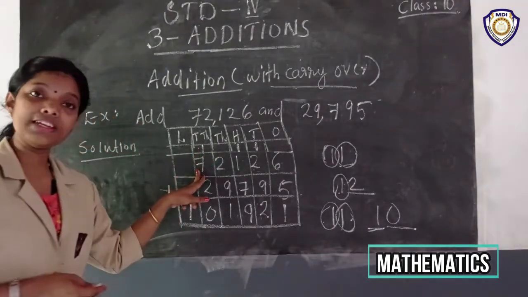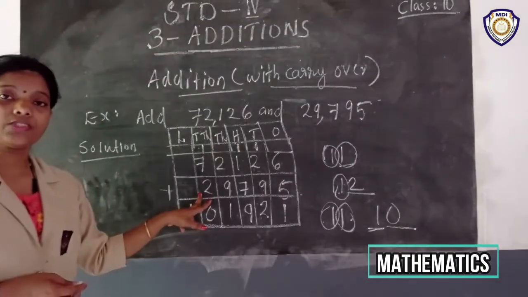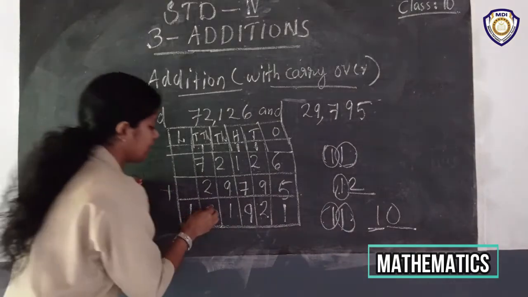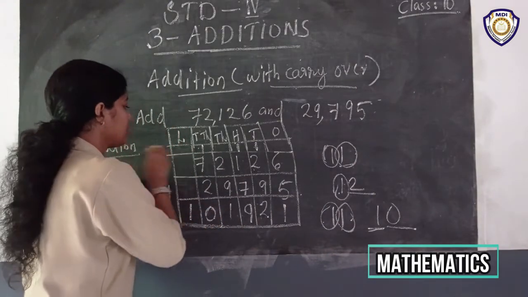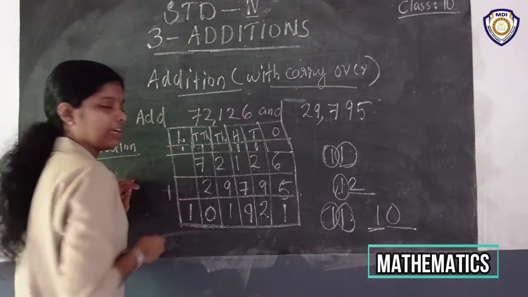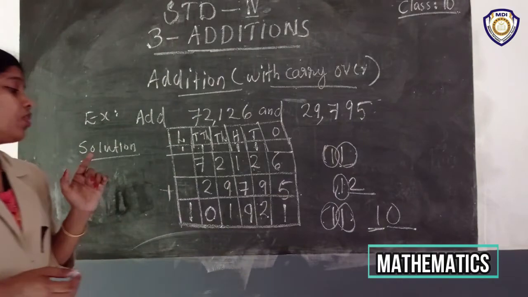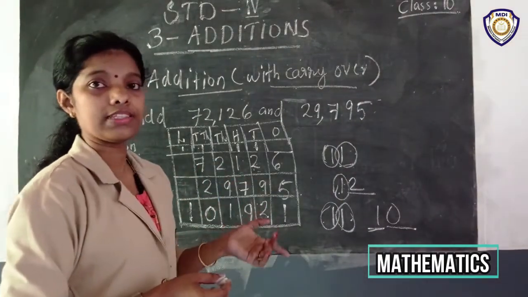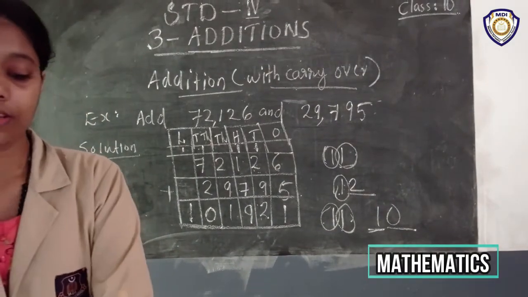1 plus 7, 8. 8 plus 2, 10. Then 0 is here. Balance is 1, carried to the lakh place. Okay, the answer is 1,01,921. Did you follow me?